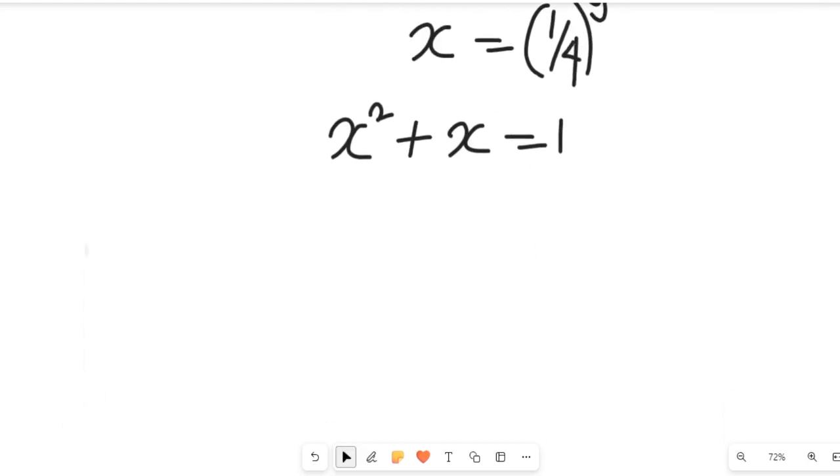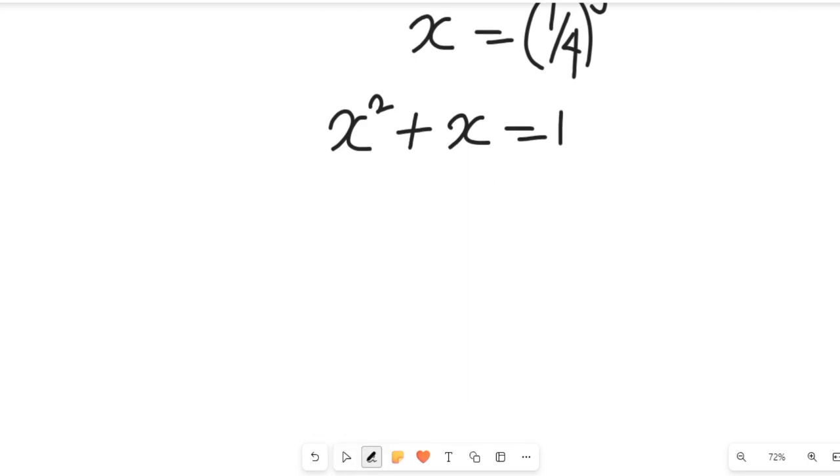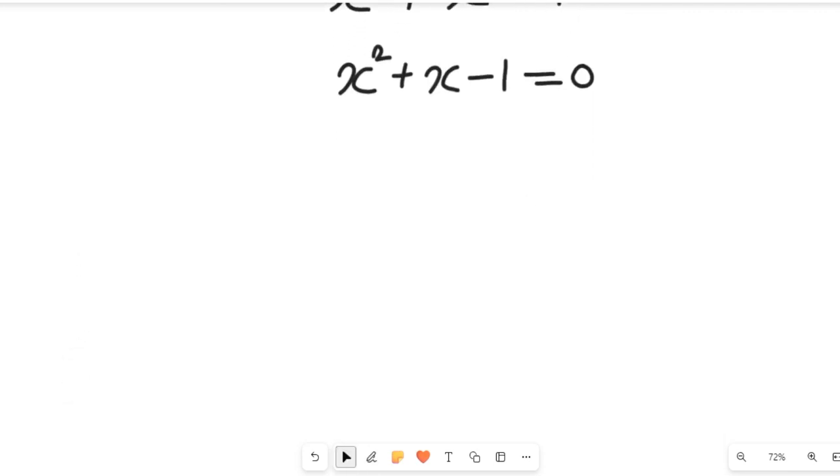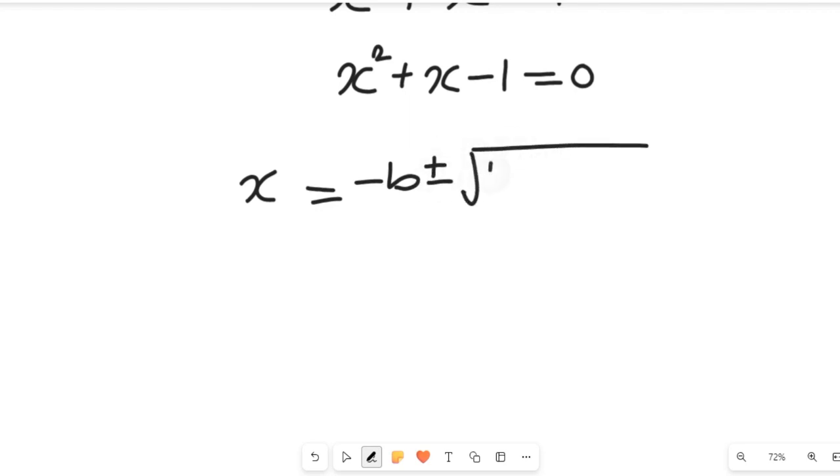If we simplify that expression by subtracting 1 from both sides, we'll have x squared plus x minus 1 equal to 0. So what do we need to do here? What we simply need to do is to solve this quadratic equation. So we'll use the quadratic formula. We'll have x equal to minus b plus or minus square root of b squared minus 4ac, all divided by 2a.